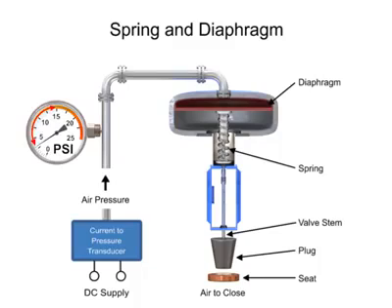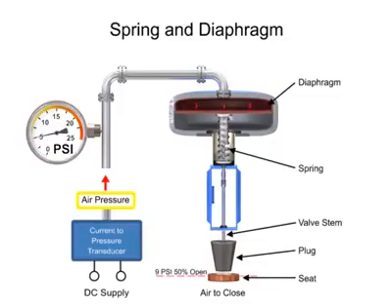Pressures between the 3 to 15 psi range proportionally change the flow of the valve. For example, a pressure of 9 psi applied to the diaphragm moves the spring and valve stem to 50% of operating range.